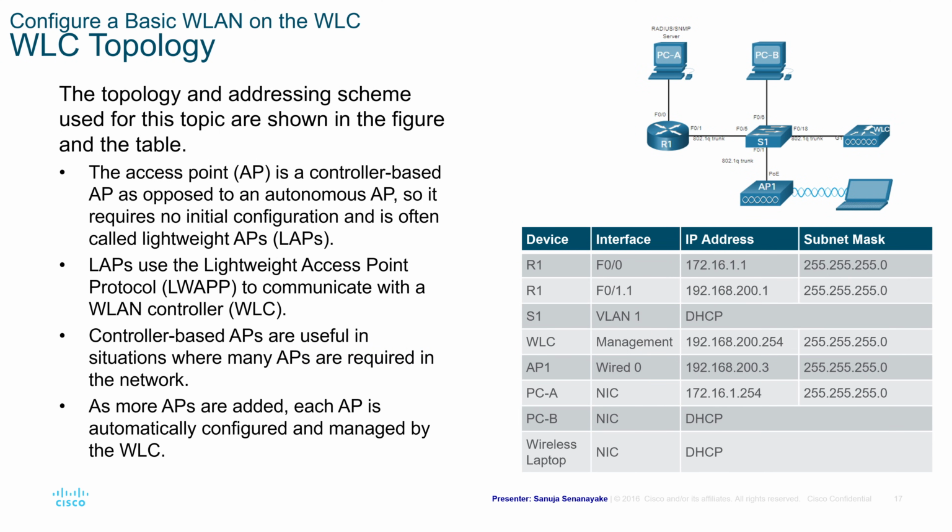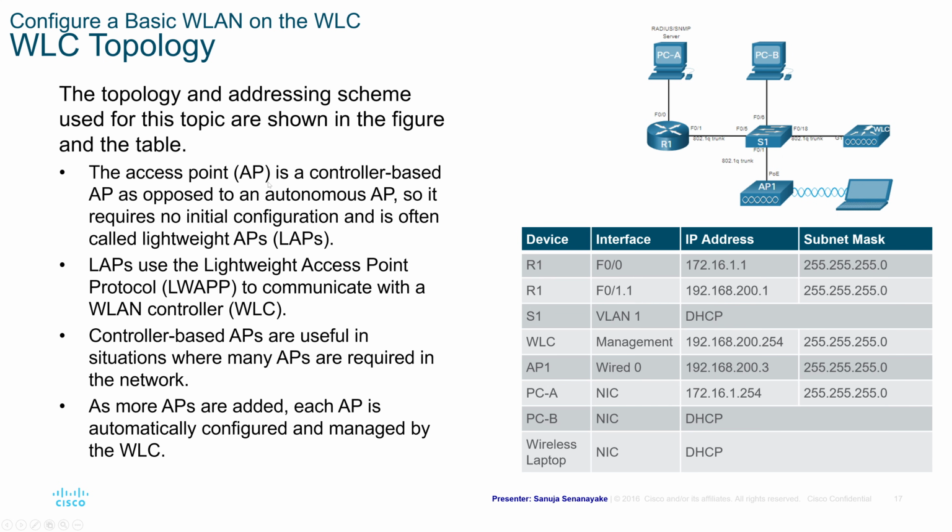WLC topology. The topology and addressing scheme used for this topic are shown in the figure and the table. So if you look at the figure on the right hand side, you have the topology right here, and you have the information associated with the configuration for this topology. So we have two PCs, PCA and PCB, and we have a router, a switch, a WLC, an access point, and a device. And we have the device information, interface information, and associated IP addresses and subnet masks in this table.